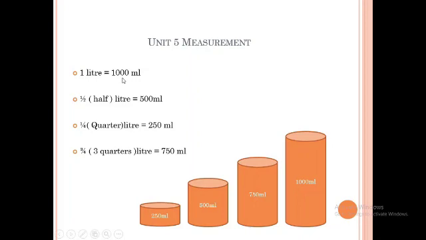Now the conversion ratio. Different ratios of a liter with milliliter. 1 liter is equal to 1000 milliliters. Now half liter, as 1 liter is equal to 1000 ml, so half liter will be 500 ml. Then quarter. Quarter liter means 250 ml. Then the third one, that is 3 quarters. 3 quarters of a liter are equal to 750 ml.